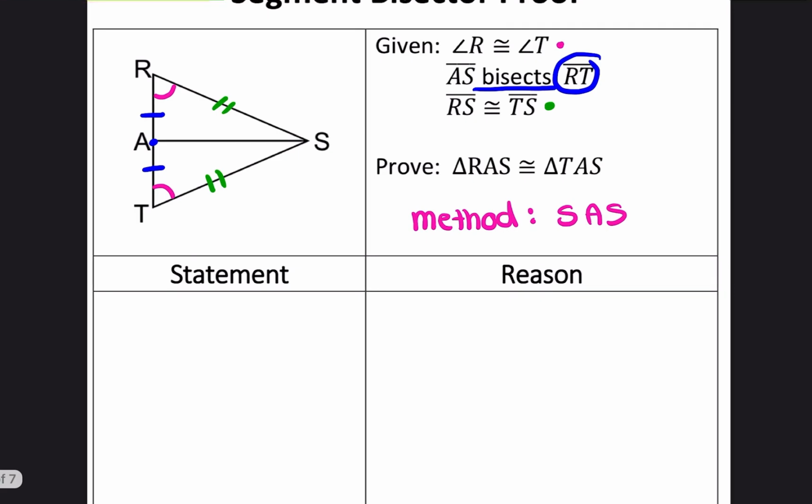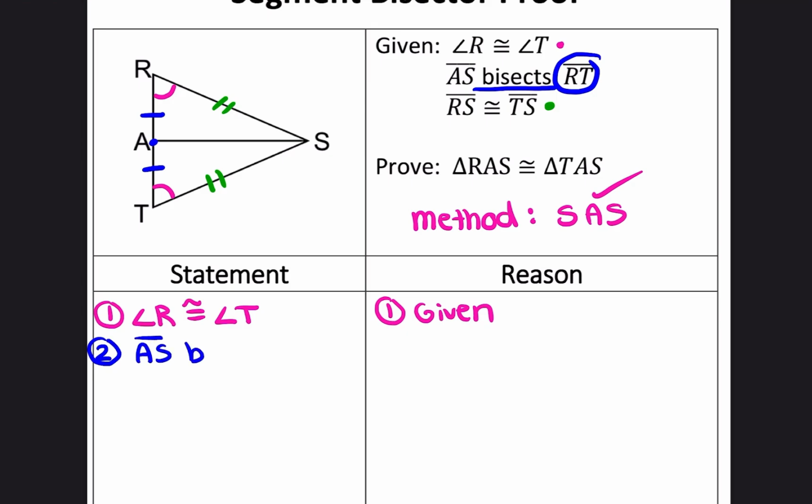Okay, so we're going to go ahead and start with our very first given. So step 1 is going to be that angle R is congruent to angle T, and that is given. And that is a beautiful one and done given. It gives me my angles. Done.